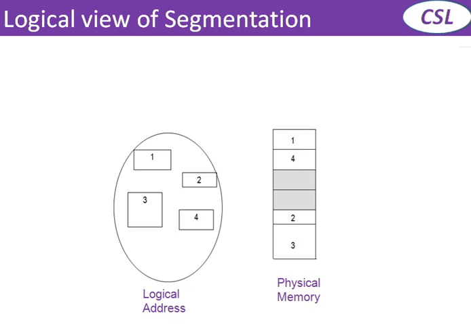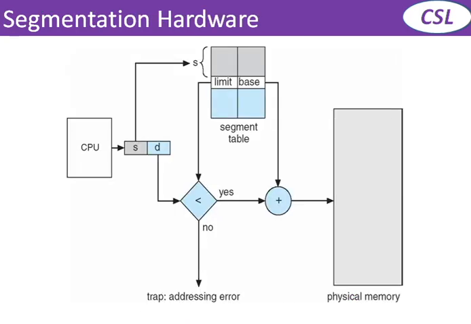But we need to know how the logical address is mapped into the physical address. We need some hardware support for this. This is the segmentation hardware. The important concept here is the segment table. Like the page table, here we also have a segment table. For every segment number, the segment table consists of two fields: one is the limit, meaning total size, and the other is the base address.